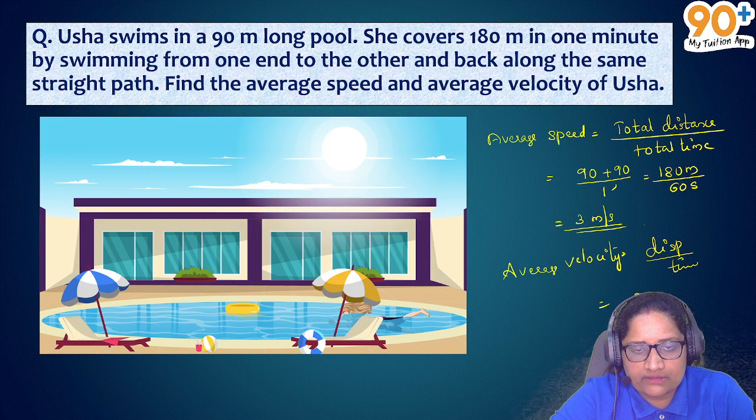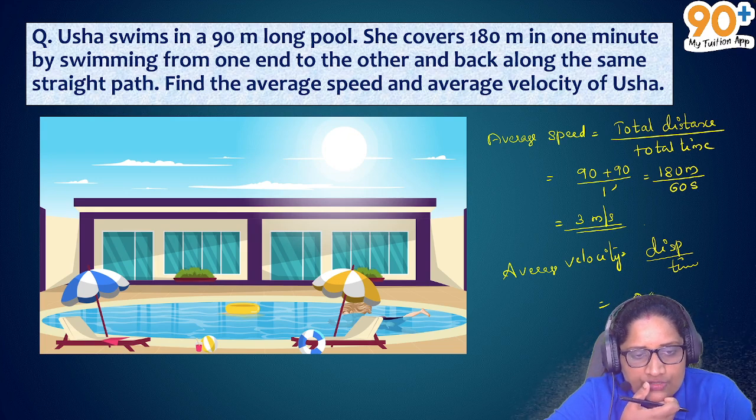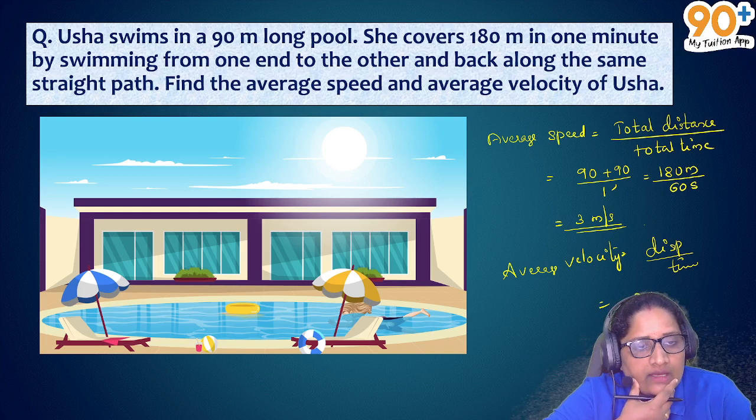I think Mariam has done. Same answer you got? Yes, ma'am. What about Sansia? Are you still doing, Mariam? Sorry, Zara? Ma'am, I got the average speed. Average speed, how much you got? 3. Correct. Good. Velocity? Ma'am, I didn't get that. I don't know how. Ma'am, velocity equals... Sansia, tell me. 0 by 60, which is 0.